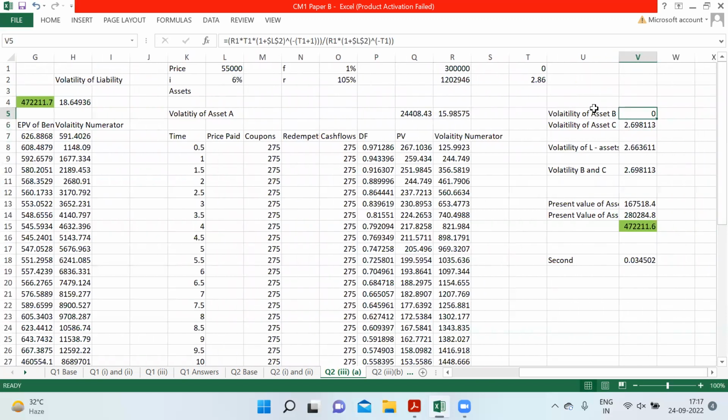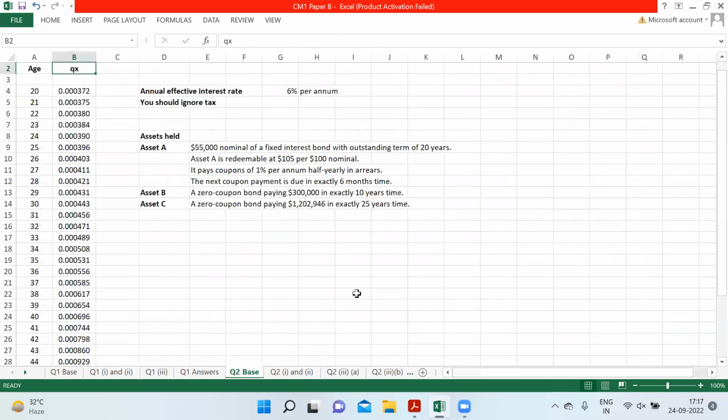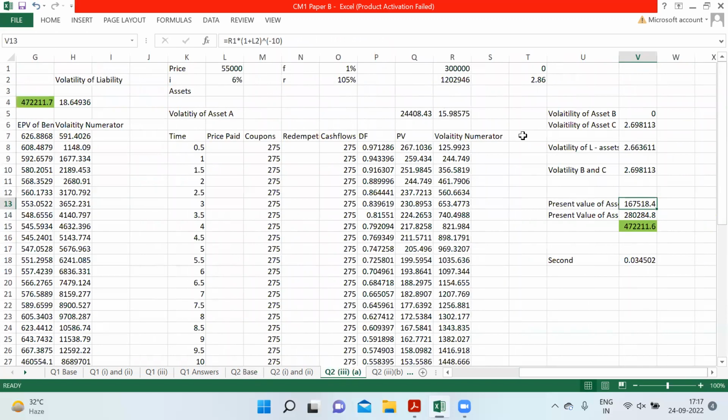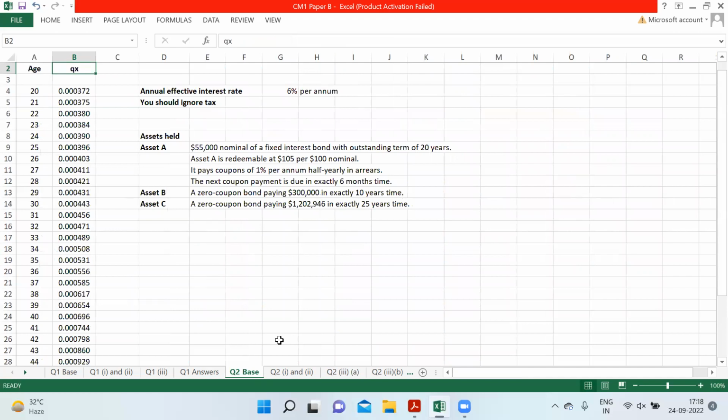Then the present value of asset B. Asset B is given as a zero coupon bond paying 300,000 in exactly 10 years' time. So 300,000 into 1 plus 6% to the power minus 10 will give me the present value of asset B. And the present value of asset C is 1,202,946 into 1 plus i% to the power minus 25 years, since it's a zero coupon bond with exactly 25 years' time.